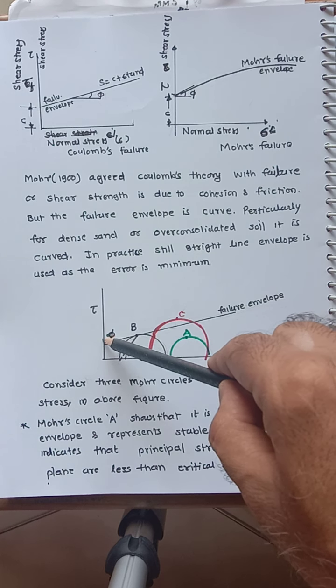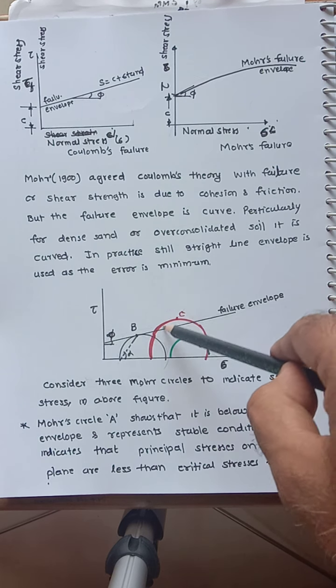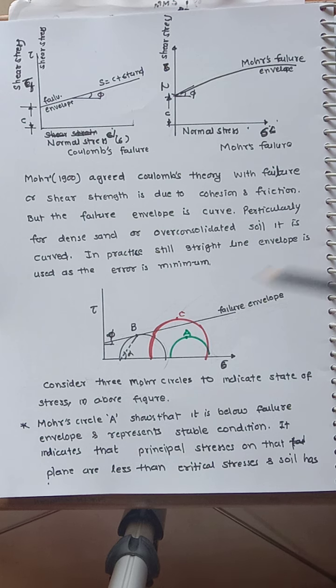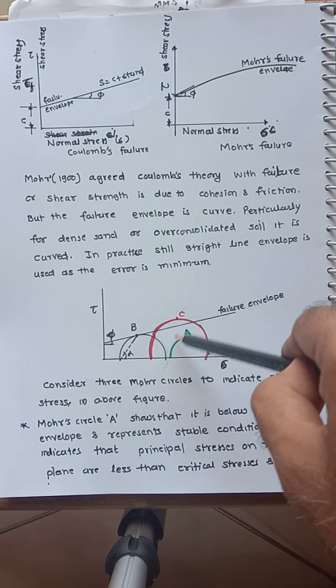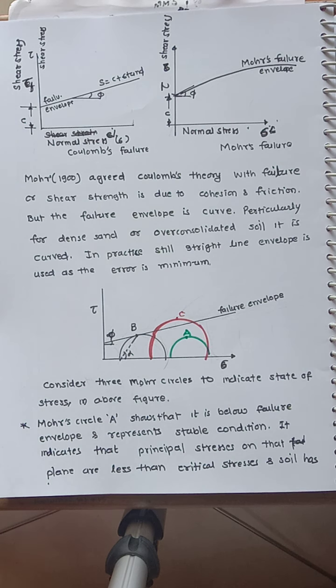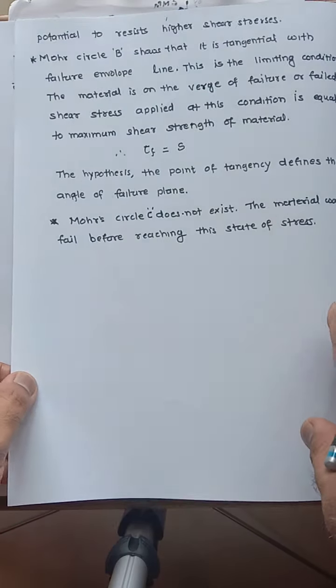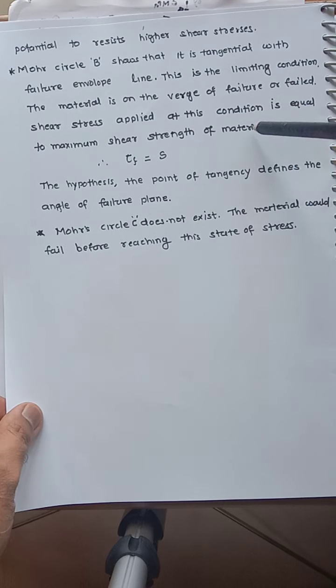The concept is that any point above this does not exist, or is a failure condition. On that plane it is a failure condition. Any point below that indicates a stable condition, where the soil still has potential to resist the additional stress. This is what is explained.